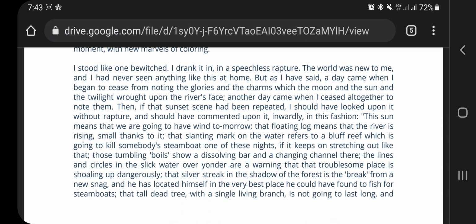The lines and circles in the slick water over yonder are a warning that that troublesome place is shoaling up dangerously. That silver streak in the shadow of the forest is the break from a new snag, and he has located himself in the very best place he could have found to fish for steamboats. That tall, dead tree with a single living branch is not going to last long.